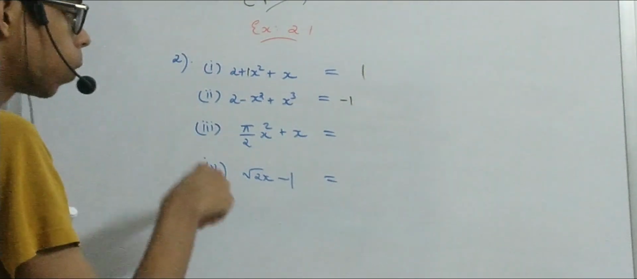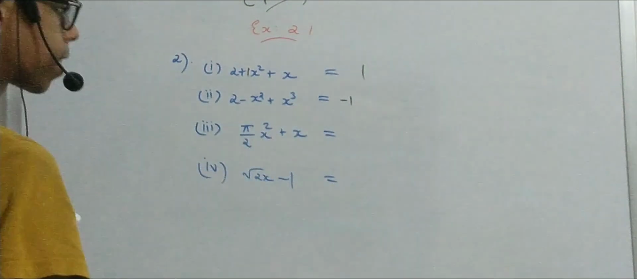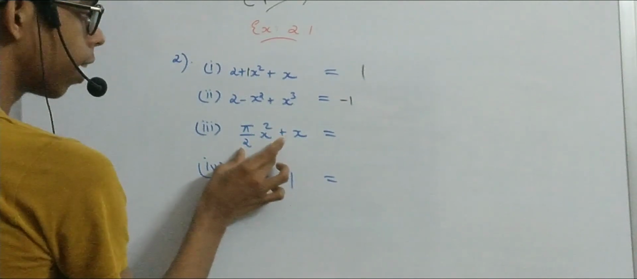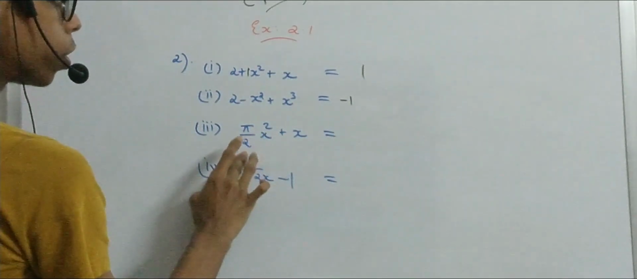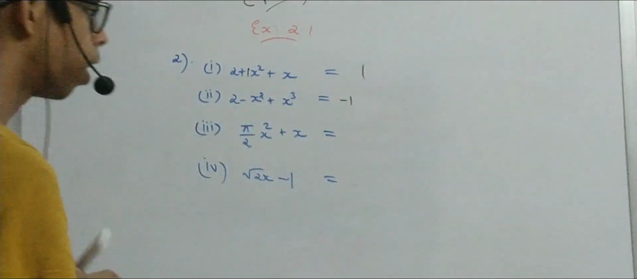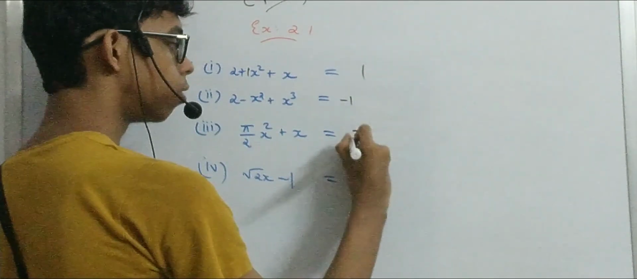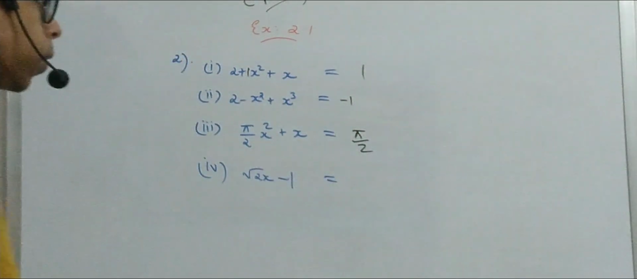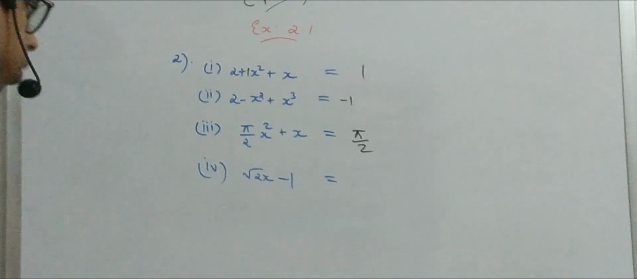Now the third one is pi by 2 x square. So here we are having our x square term. What is the coefficient of x square, or the constant which is present along with x square? It is pi by 2. So pi by 2 is the coefficient of x square.